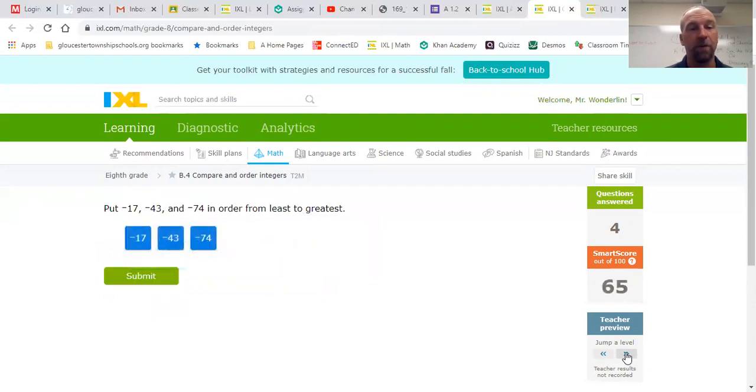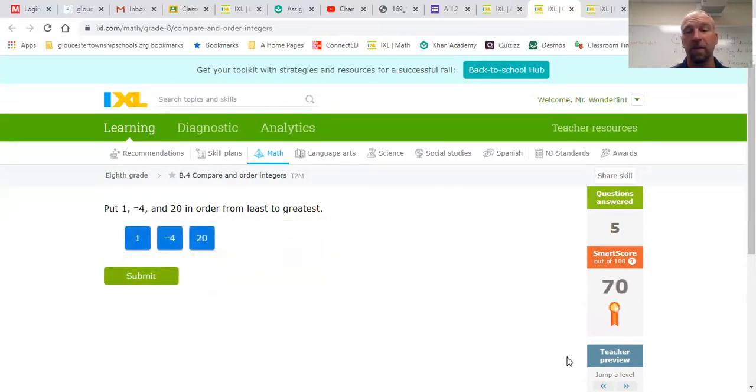So let's take a look at putting these numbers in order. So this is a click and drag. See, I can move these numbers around. I'm going to put them in order from least to greatest, smallest to biggest. Well, out of these numbers that are all negative, the largest negative is actually the smallest number. So negative 74 will go all the way to the left, and then negative 43, and then negative 17. And there's my order.